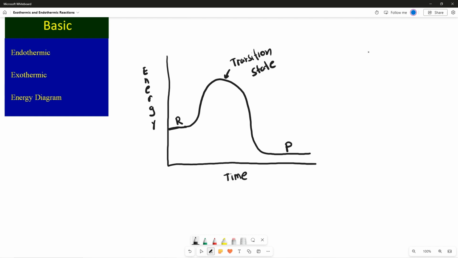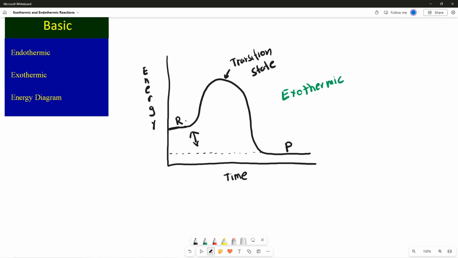Now, I drew a reaction here that is an example of an exothermic reaction, because the reaction is giving off energy. You can see the products are lower in energy than the reactants. So this is an energy diagram for an exothermic reaction, where your products are more stable than your reactants.